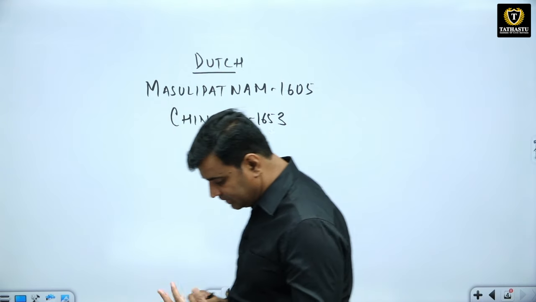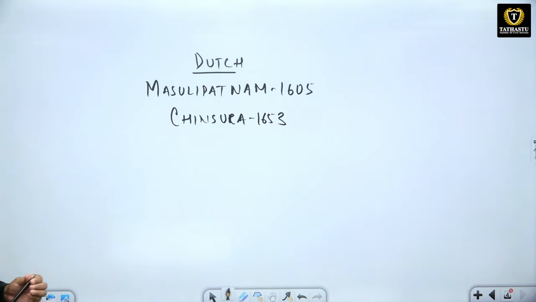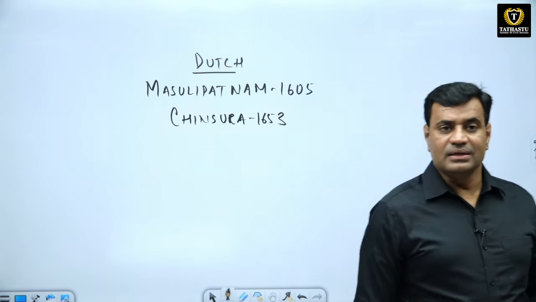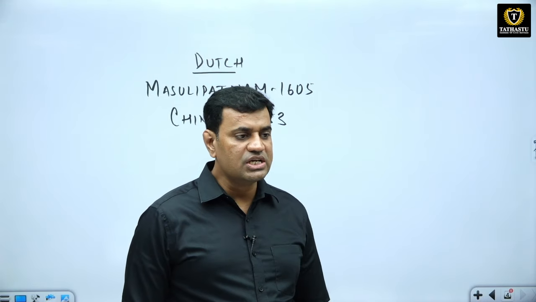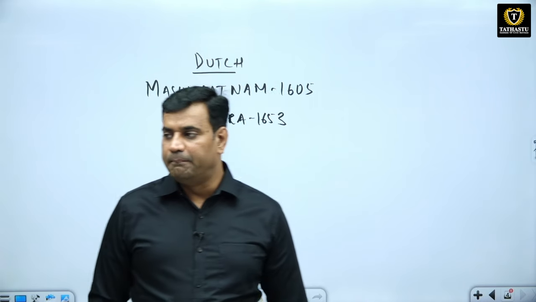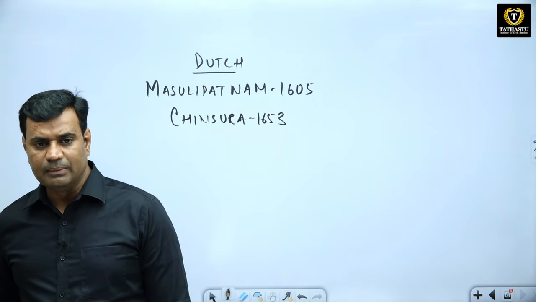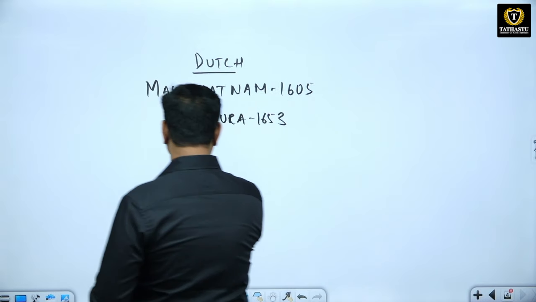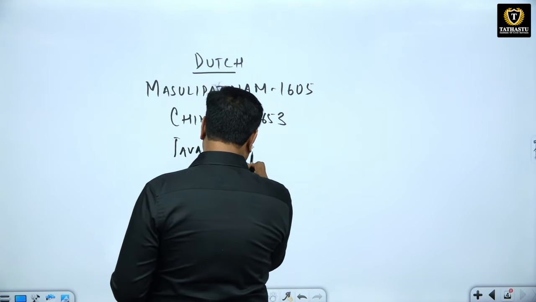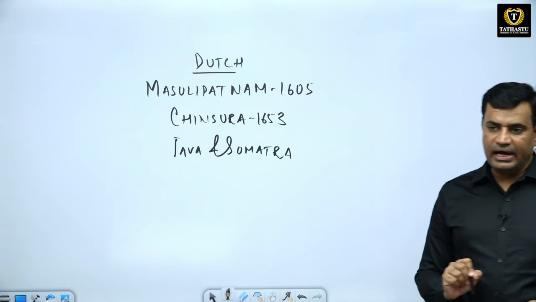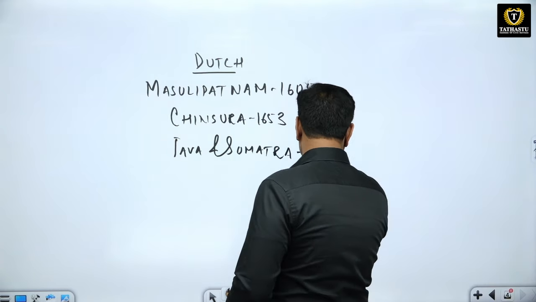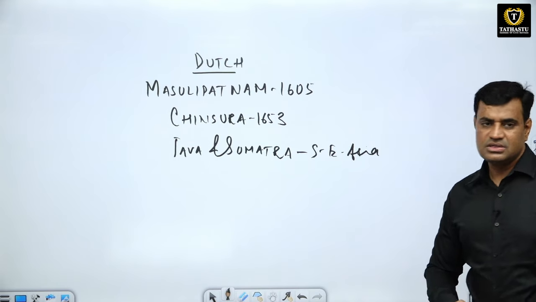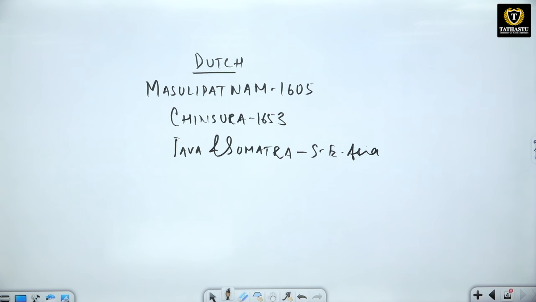Dutch realized that spices were produced in abundant amount in the islands of Java and Sumatra in Southeast Asia. You know about this region: Southeast Asia, Central Asia, West Asia.